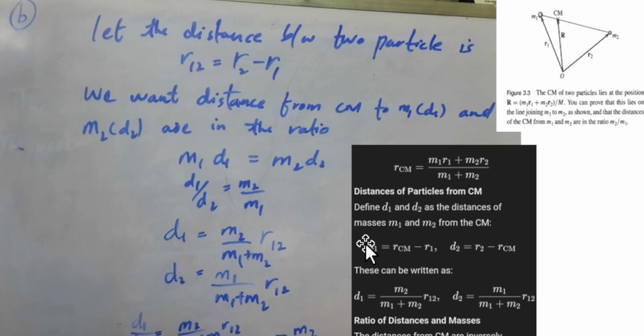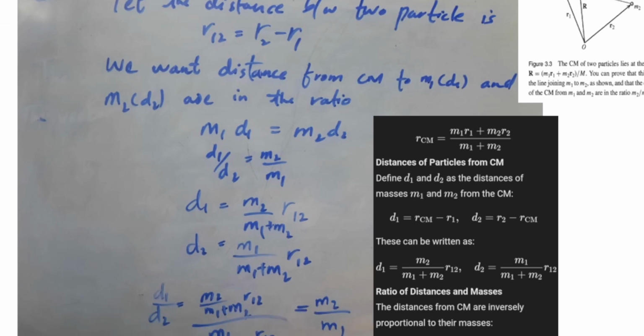Further, you can see this is the formula for D1 and D2. D1 is the distance from the center of mass to mass 1, that is R1, and D2 is the distance from RCM to R2. Now you have to put in the value of RCM. After putting in the value of RCM and minus R1 and taking the LCM, you will get the value.